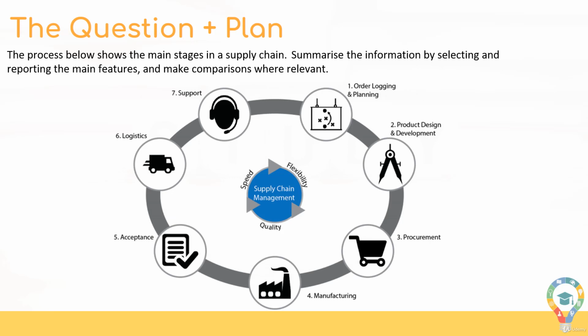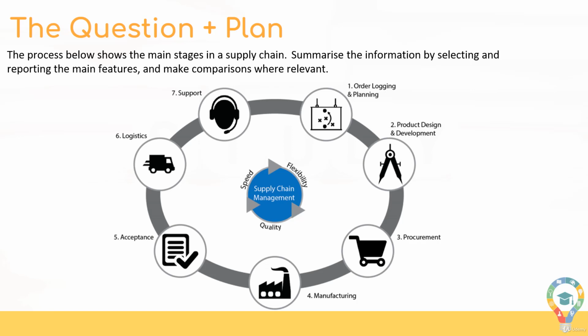The process below shows the main stages in a supply chain. Summarize the information by selecting and reporting the main features and make comparisons where relevant. So taking a look at the information in the center of our process diagram, it reads supply chain management, and around the side there's flexibility, quality and speed. So this is all about the process of a supply chain, creating some kind of product, and it seems to be dealing with customers as well.